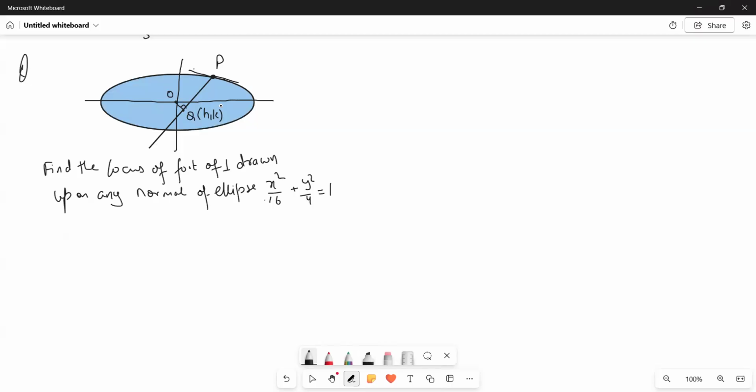At any point P on the ellipse, we draw the normal, and find the locus of the foot of the perpendicular drawn from origin upon any normal of the ellipse. Same method में करना है.